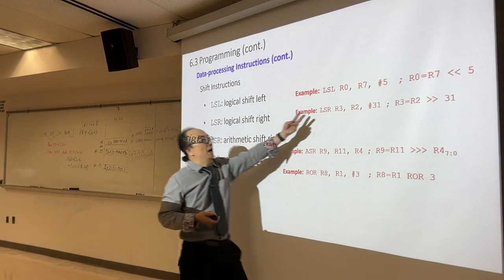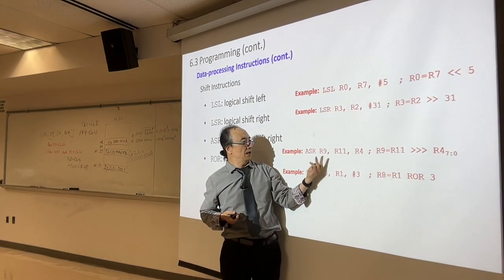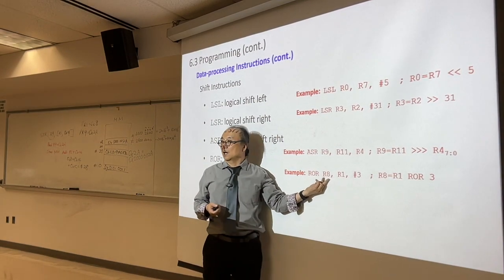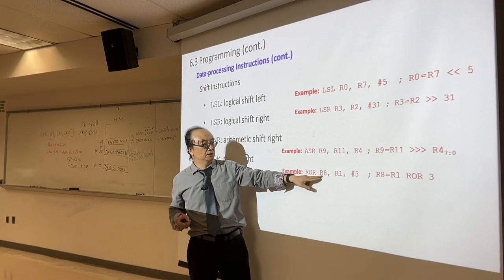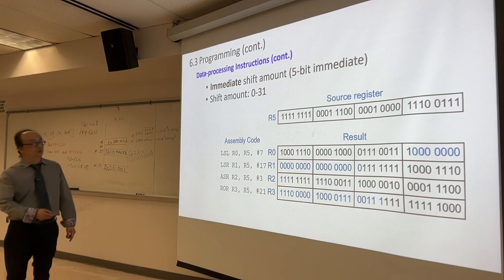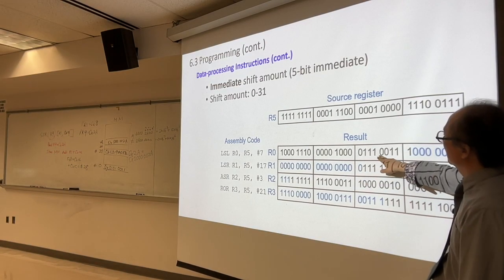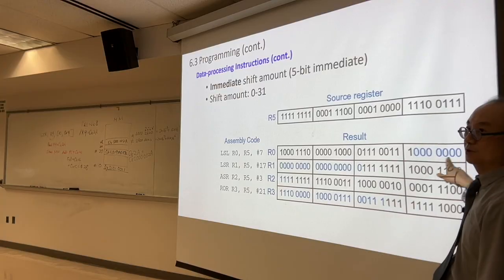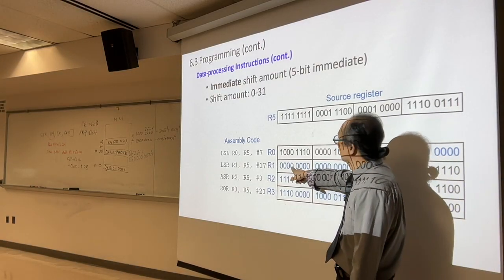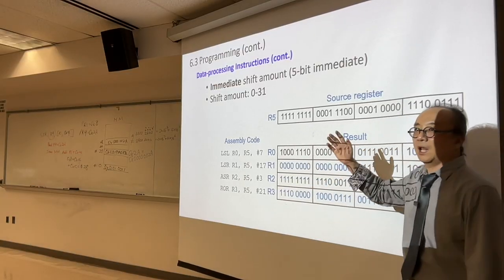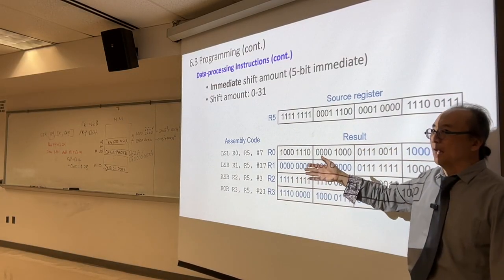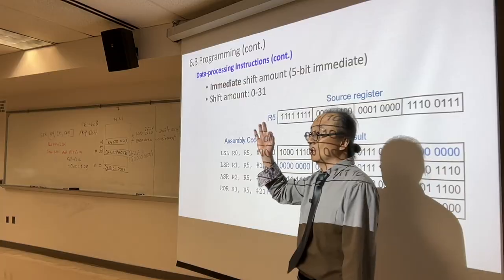Again, R0, R3, R9, R8 are our destination registers, so the result is going to go into there. So here are some examples. Logically shift left by 7 bits of 0. Logically shift right by 17 bits of 0. For the logical shift left or right, any empty spot, we put 0.